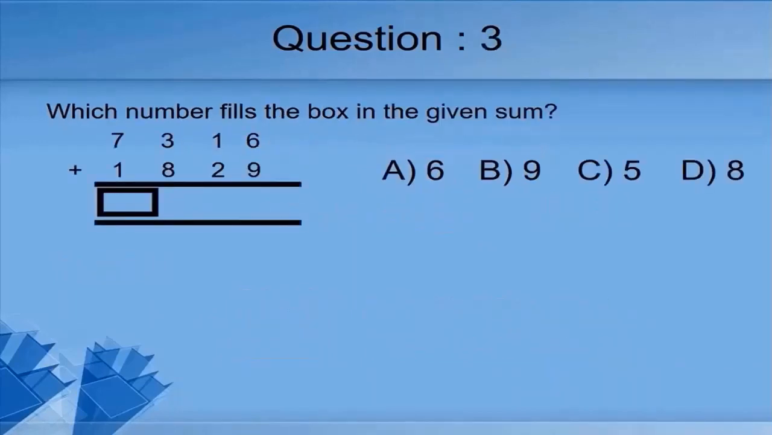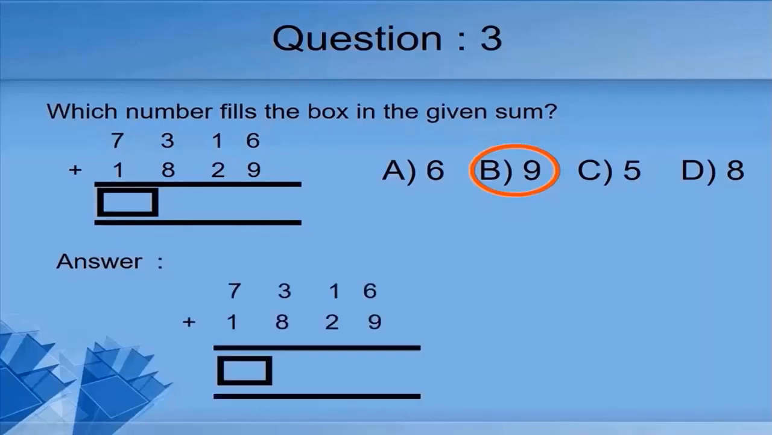Now question number 3. Which number fills the box in the given sum? The answer will be 9. Now let's see how. First, seeing this, you might think that 7 plus 1 is equal to 8. But no, that is wrong. You should go step by step. So let us add step by step.